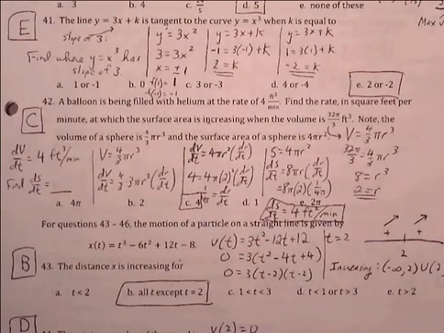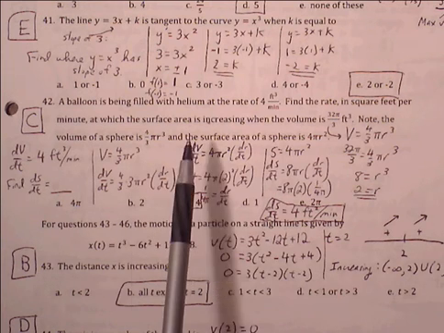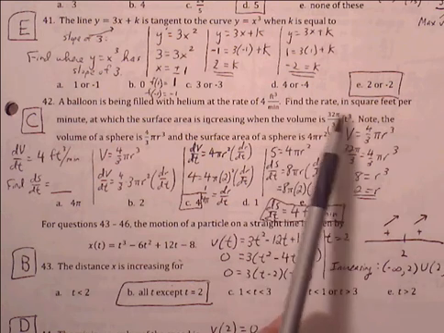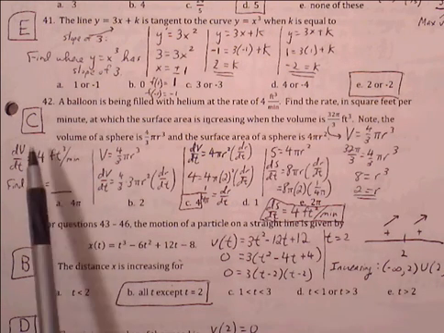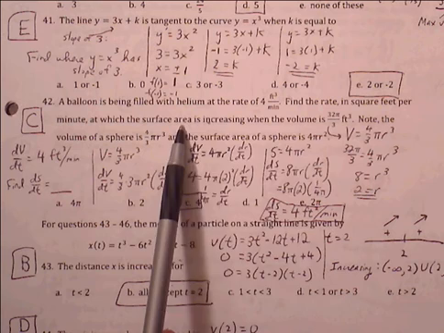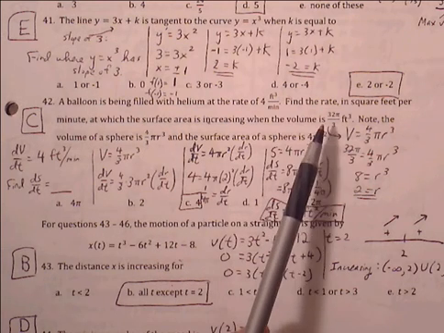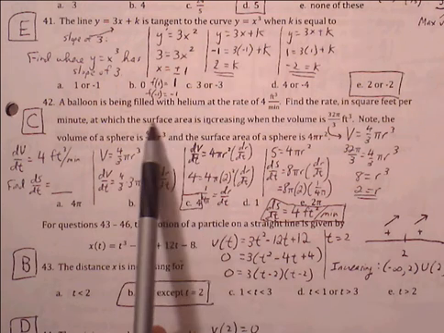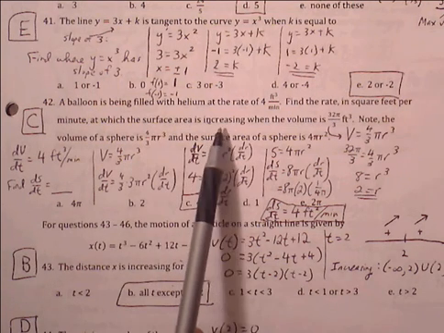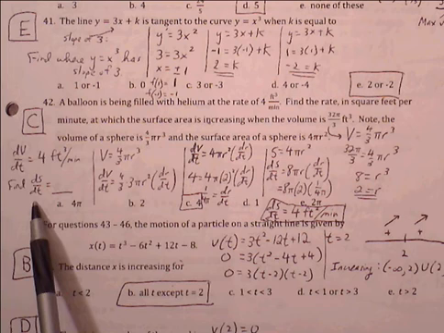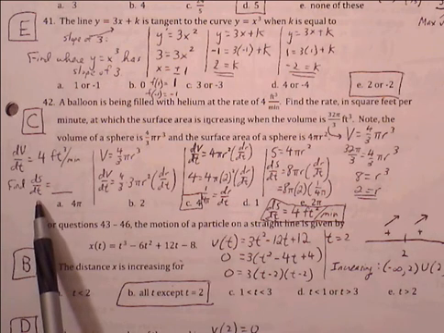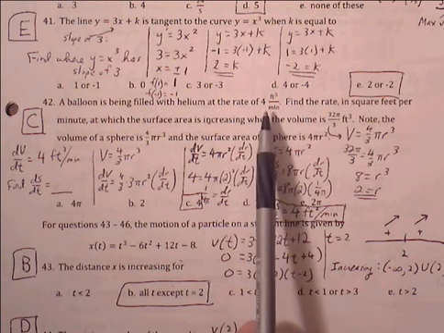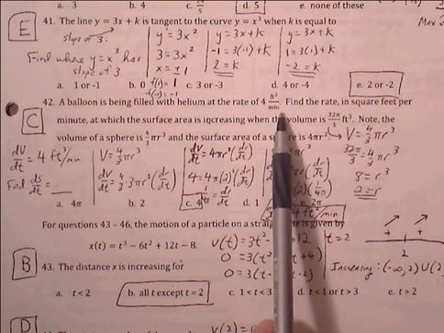All right, 42, we have a related rates problem. A balloon is being filled with helium at a rate of 4 cubic meters per minute. Find the rate in square feet per minute at which the surface area is increasing when the volume is 32 pi over 3 feet. So we're looking for the rate at which the surface area is increasing, so we're looking for ds over dt, if S represents the surface area. We're also given that the balloon is being filled at a rate of 4 cubic feet per minute.